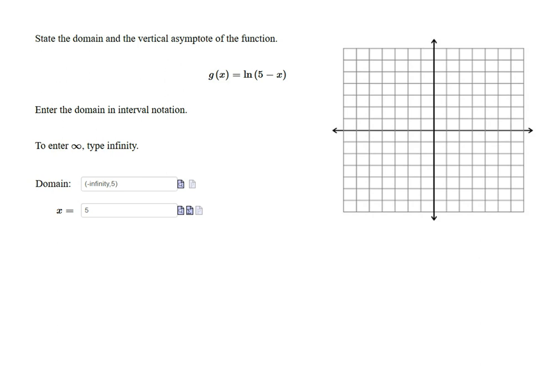State the domain and the vertical asymptotes of this function. Okay, it's a natural log, and your basic graph of just the natural log of x is going to look like this. It is going to run along the y-axis, curve, go through the x-axis at 1, and then shoot off like this.